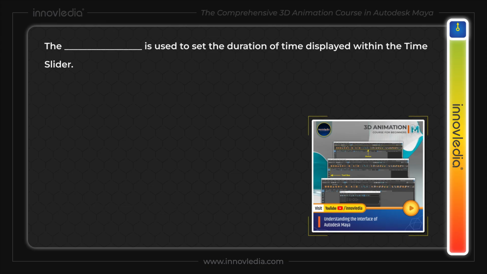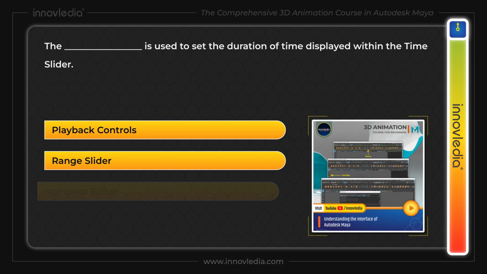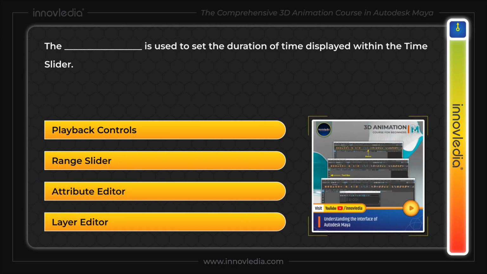The blank is used to set the duration of time displayed within the time slider. The options are playback controls, range slider, attribute editor, layer editor. Your time starts now. And the correct answer is range slider.